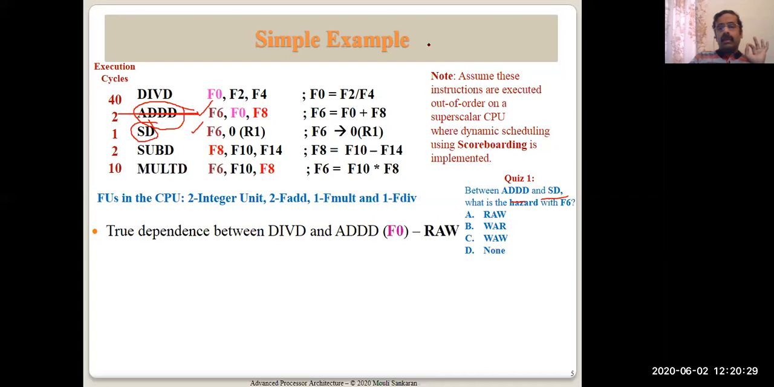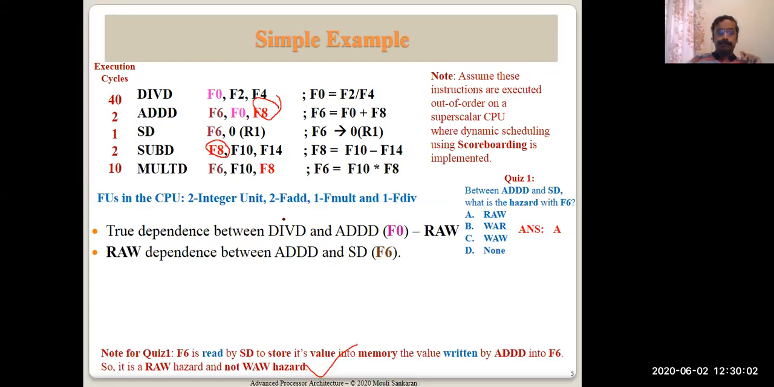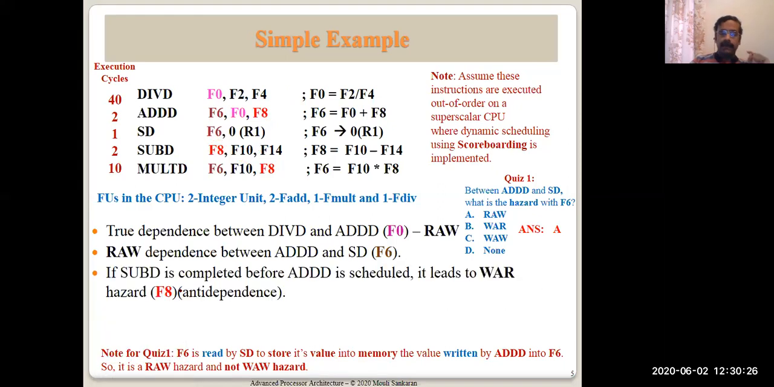Okay, let me continue. We are losing time. So F6 is having RAW dependency, which we saw. Now, what about F8? Now, this guy cannot write into F8 until this is read. That is, it has to write after it is read. So it is not a RAW hazard, it's a WAR hazard. Okay, it has to write after read. So it's a WAR hazard.